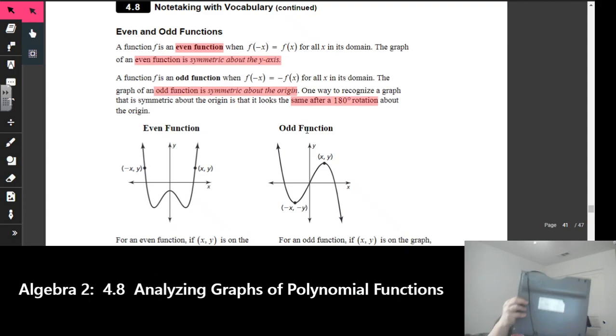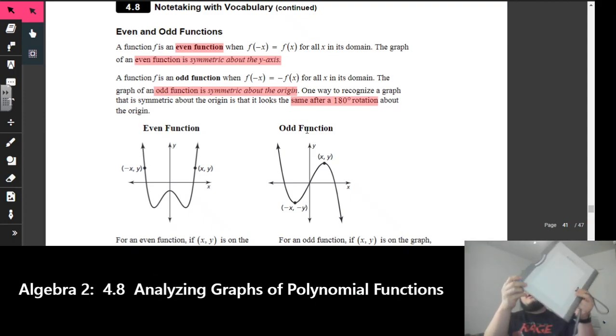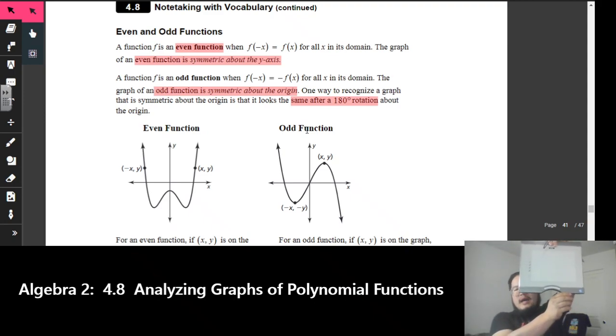So if I take this right here, and they're saying if I turn it 180 degrees, I know that this is an odd function because it looks exactly the same. If you look right there at the diagram that's shown, if you were to take that and turn it, or as we would say, rotate it 180, it will look exactly the same as what you see there.